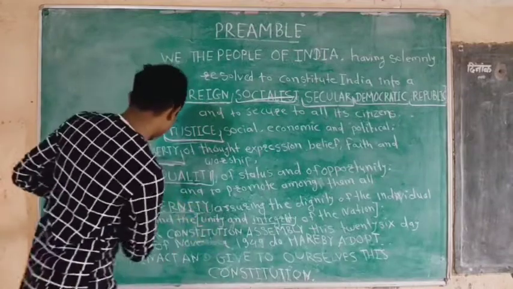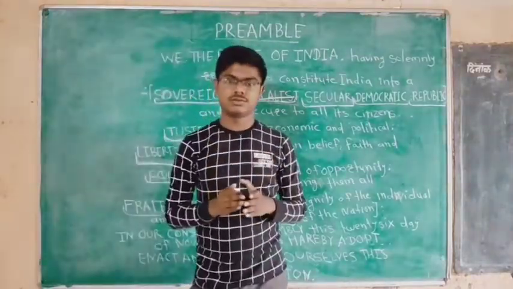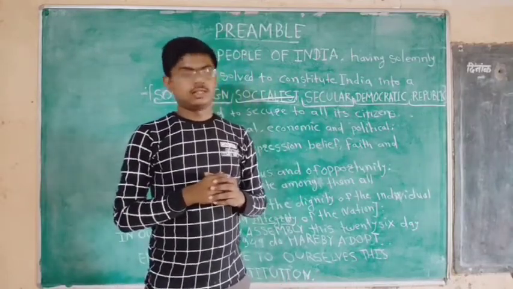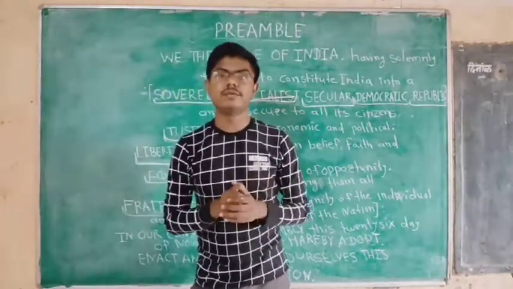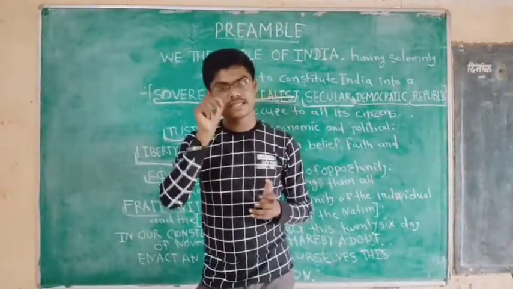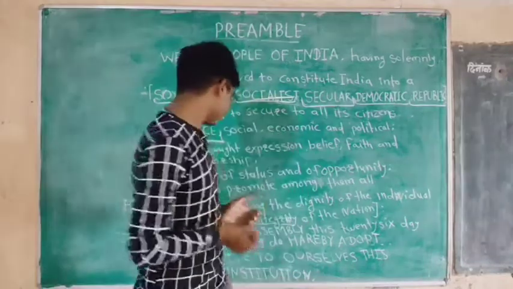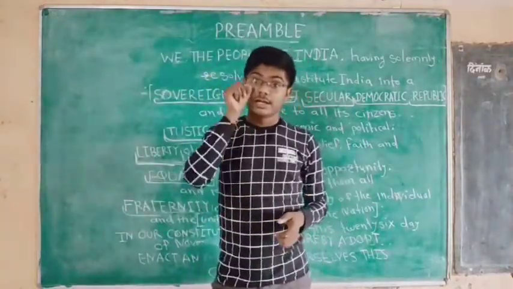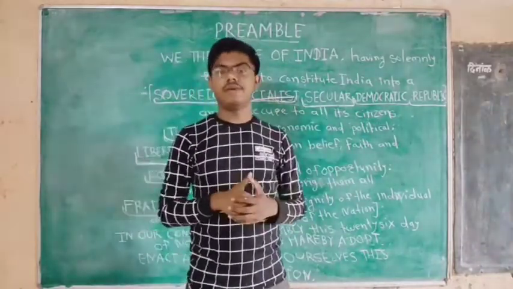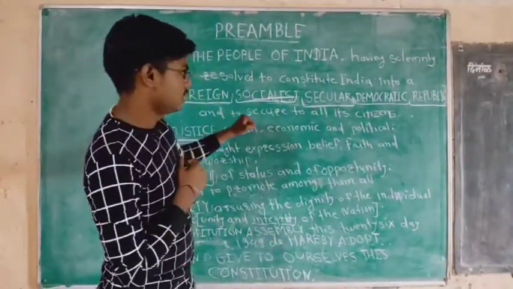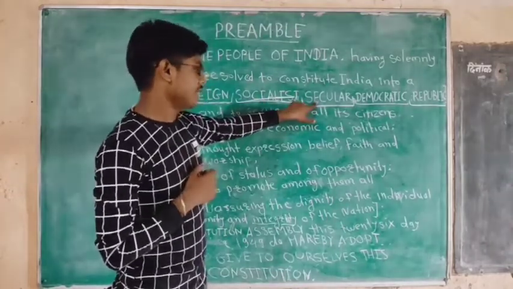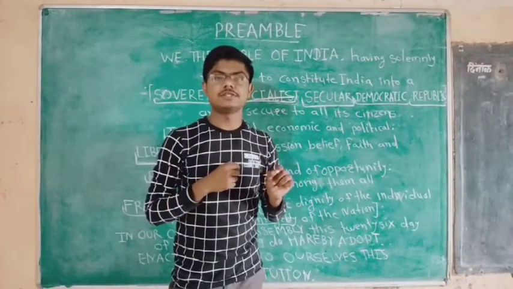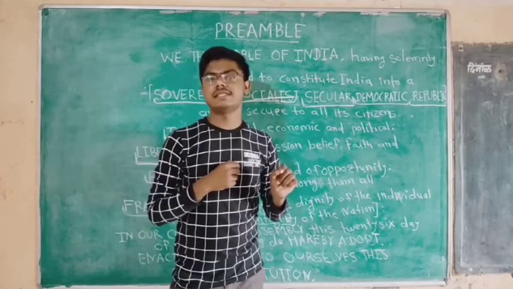Then fraternity. It is a sense of common brotherhood, an emotional attachment with the people of India. It means we have to behave like we are members of the same community. Okay, that is fraternity. Now integrity means a state of being honest or fair. Now friends, the words socialist, secular and integrity were added by the 42nd Amendment Act 1976.